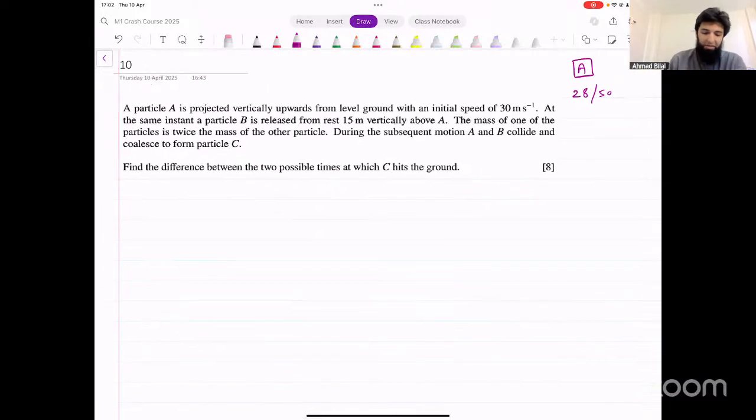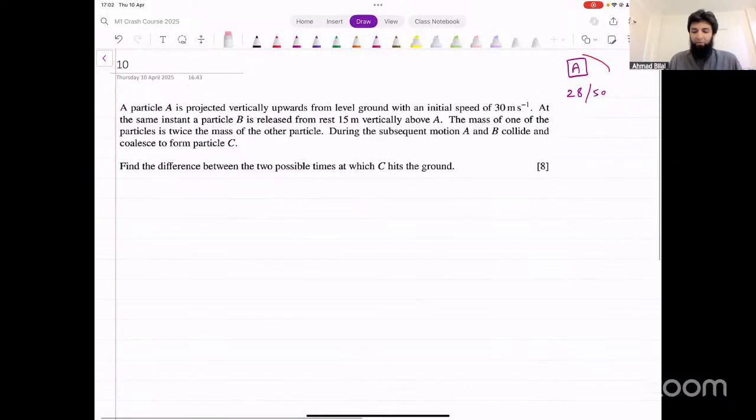So it's very unlikely that anyone got the full paper correct, or was even able to attempt the full paper. That's why the threshold ended up being so low. It was only 28 out of 50 for an A. So it's a fairly difficult problem. And it's that type of problem that I was mentioning yesterday, when you have momentum coming with kinematics. When they come together, these questions tend to be quite complicated.